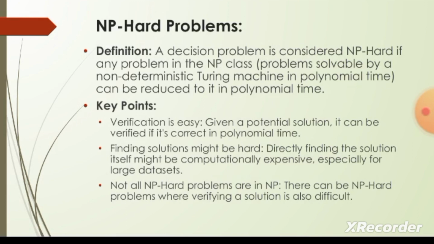So next one is finding solutions might be hard. Directly finding the solution itself might be computationally expensive, especially for large datasets. Not all NP-hard problems are in NP. So there can be NP-hard problems where verifying a solution is also difficult.